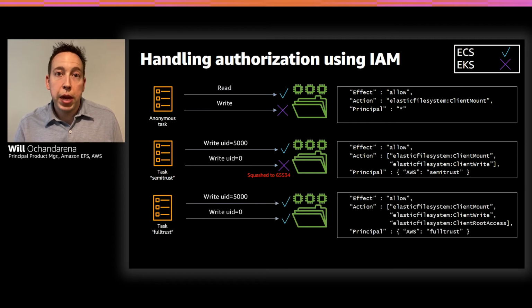And last, for those applications that you completely trust on your file system and want to have full root access, you can add the action of client root access. So the three of these together, or you can just do client star, would give you full access to a file system. So that solves number one of how do I make sure that I have access to a particular file system from my application.